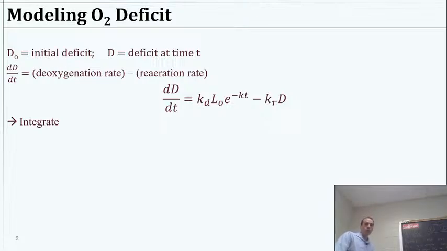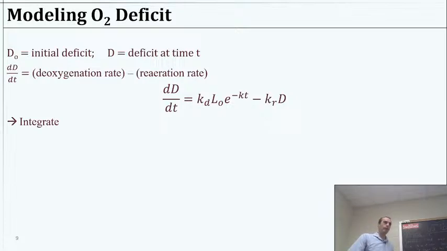Okay, so when we want to model the deficit directly, we say we have dD/dt, the rate of change of the deficit, which is essentially the deoxygenation rate minus the reaeration rate. So we could then have this equation: dD/dt is equal to kd times L naught e to the minus kt, which we defined earlier, minus kr times the deficit.